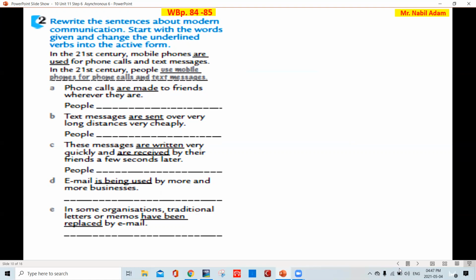Look at the exercise A. Phone calls are made to friends wherever they are. Begin with people. People here is the subject. We delete are and we use made in the present simple. So the right answer, people make. What do they make? People make phone calls. Phone calls is the object. People make phone calls to friends wherever they are.